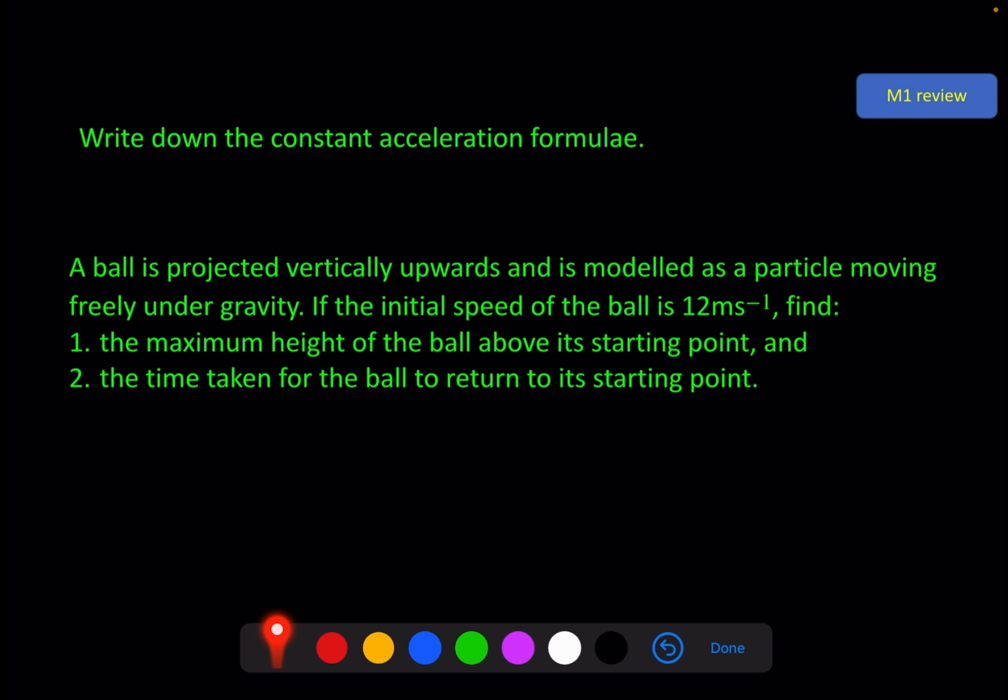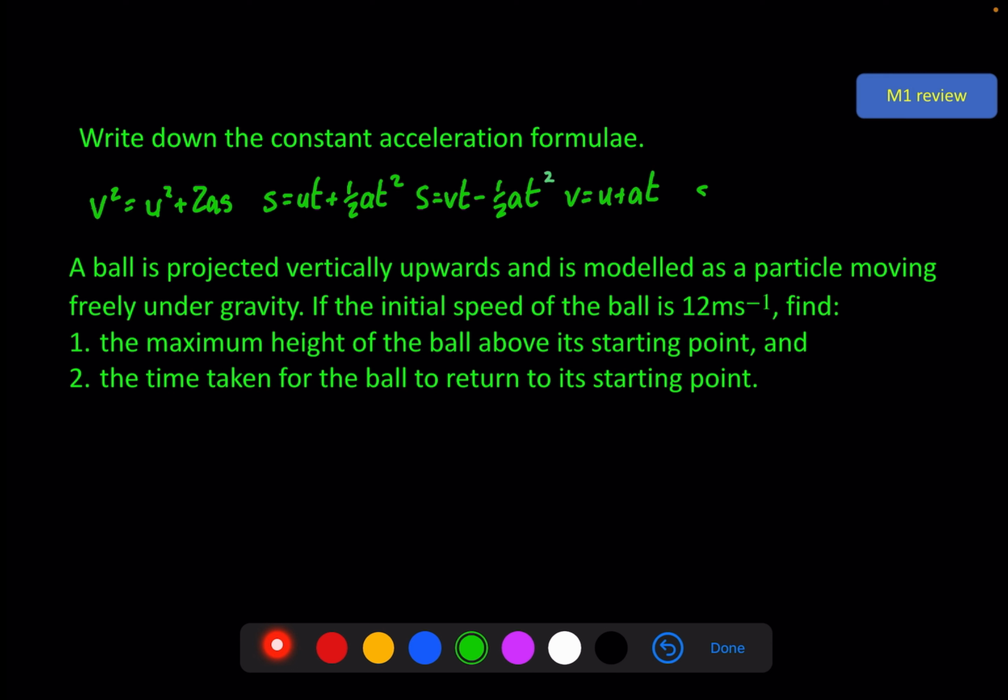So the constant acceleration formulae you should be familiar with from M1. We've got v squared equals u squared plus 2as, s equals ut plus a half at squared, which we're going to use a lot in this video. s equals vt minus a half at squared. v equals u plus at. And finally, s equals a half (u plus v) times t.